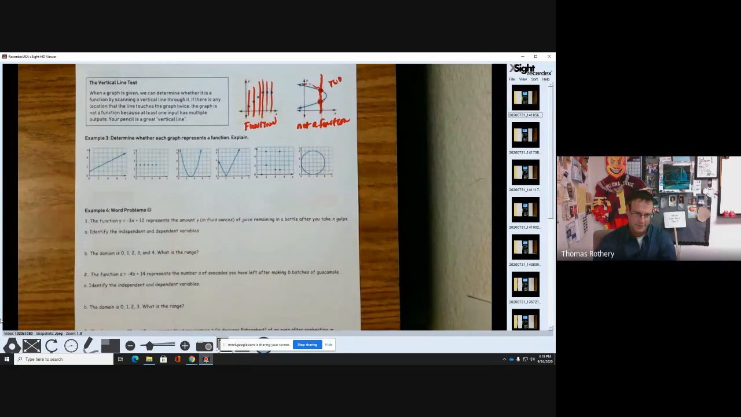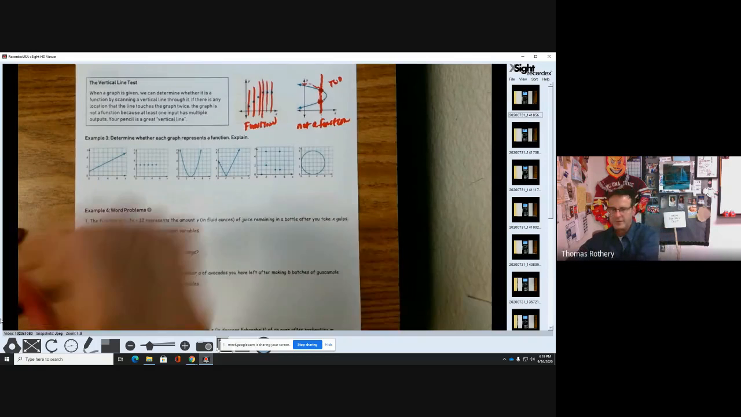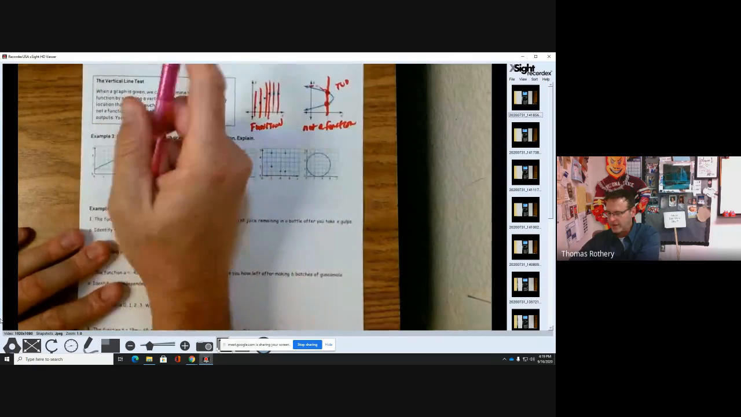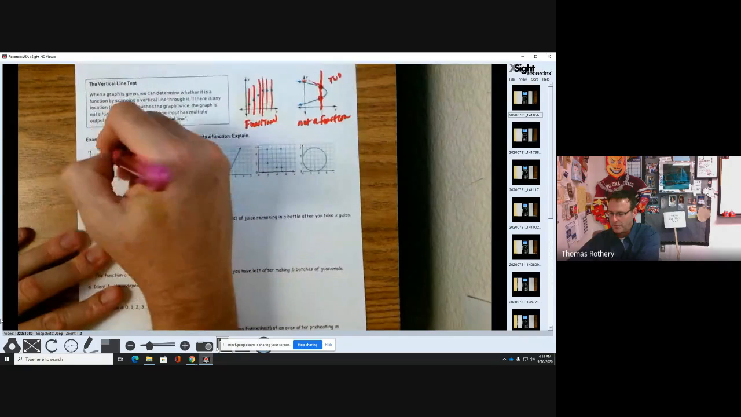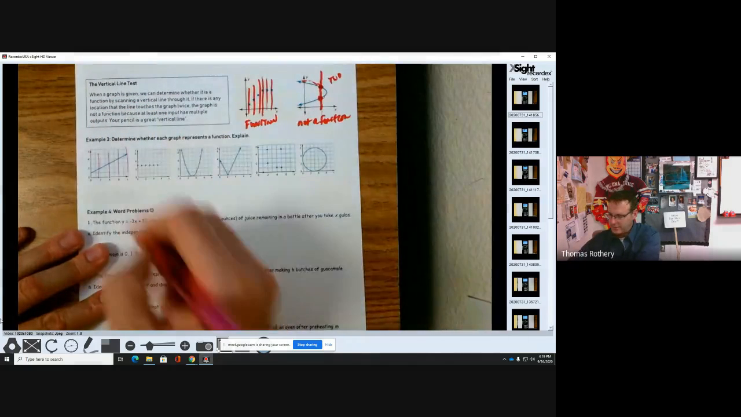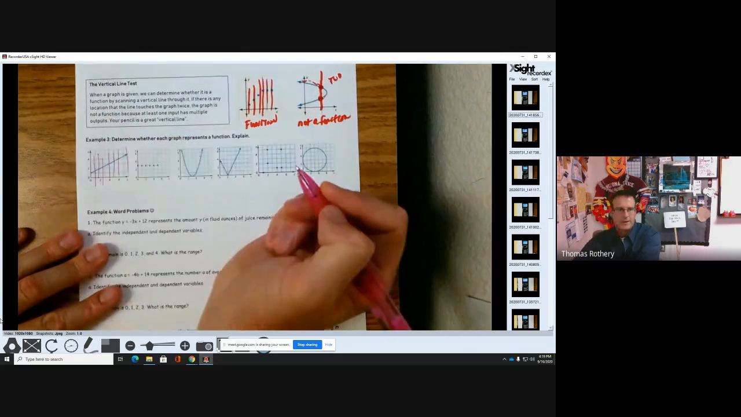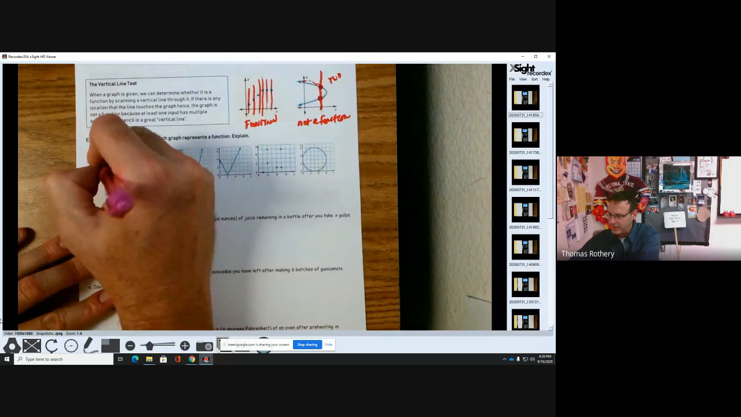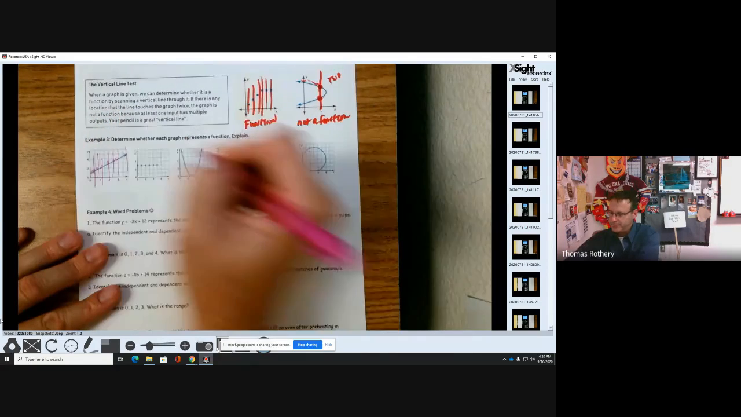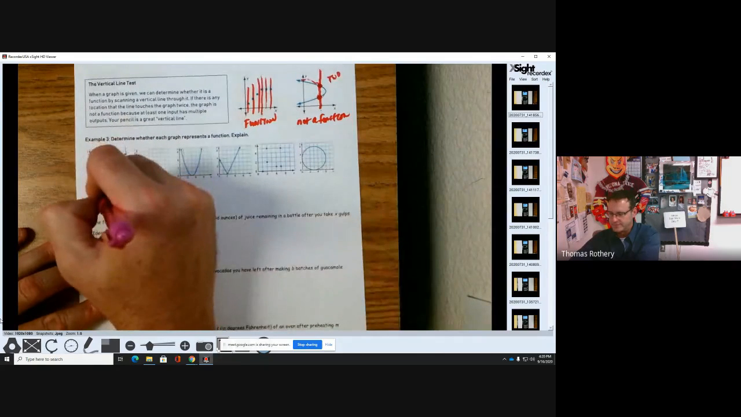So these are kind of cool. I think they're pretty easy. All I'm going to do is grab my pen and just see if I can draw vertical lines and have it touch your function in more than one spot. And is there any way that I can do that? I can't. Each one only touches the line in one location. Okay, so yes, this is a function.